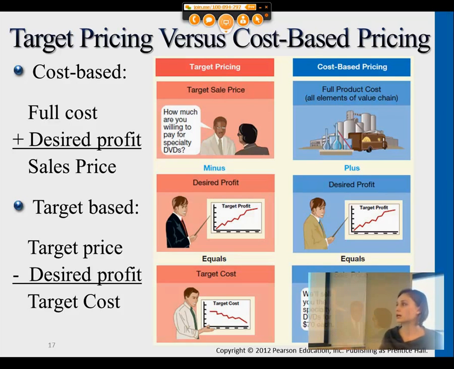Maybe I'm a smaller company. I cannot allow myself to have a lot of profit yet. So I'm going to have this higher target cost, okay? Because I don't have that many machinery in place. So I'm going to use my target price here, okay? And I'm going to say my cost cannot be more than this, okay?